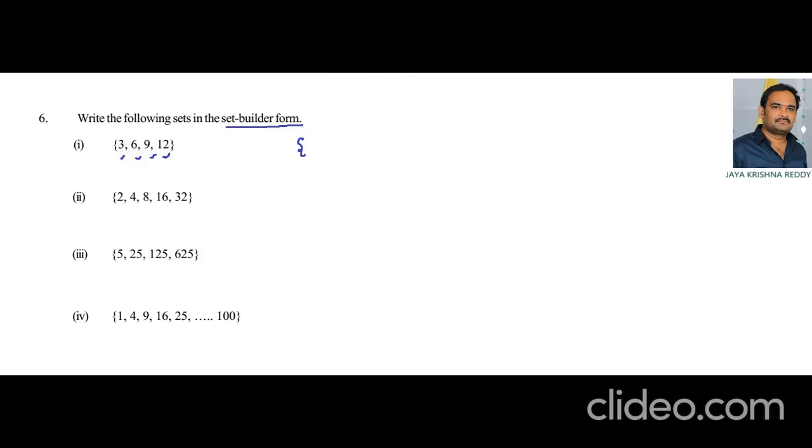So we can write it as x such that, means we don't know the element of the set, that's why we're writing it as x such that, and we have to explain how the x will be. So x is a multiple of 3, means a number from the multiplication table of 3. 3 ones are 3, 3 twos are 6, 3 threes are 9, like that. But how many multiples do we have to write? Up to 12 only. So we have to mention the condition: x such that x is a multiple of 3 but less than 13. Like that we can close the set builder form.